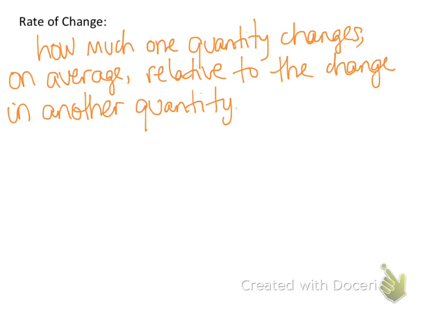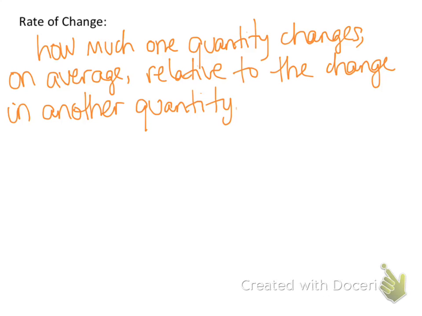So rate of change, in the same way with slope, we were looking at the change in the y to the change in the x, so one change in relation to the other one. A rate of change when we're dealing with applications or word problems is how much one quantity changes on average relative to the change in another quantity.